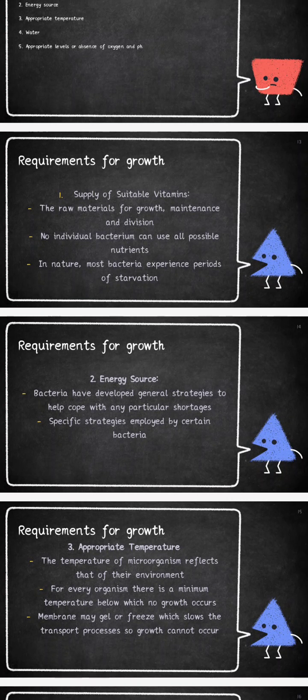Third nutritional type is the photoheterotrophs. The energy source would be sunlight. The presence of the word photo here means sunlight. That is the energy source, and the carbon source would be organic compounds. For chemoheterotrophs, the energy source would be organic compounds, and the carbon source would be organic compounds also.